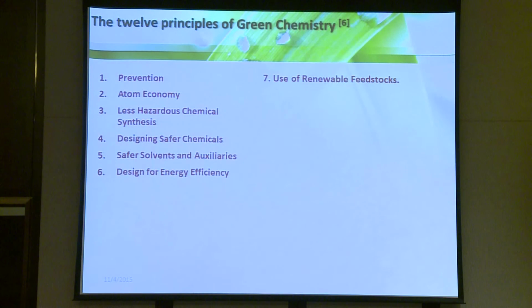Next, use of renewable feedstocks. Reduce the derivatives. Don't create large numbers of derivatives, 32 or 40, which are of no use. Just think which derivative will be more effective. Try to synthesize 3 or 4 derivatives, that is enough. No need to go for 30 or 40 derivatives for publication matters.